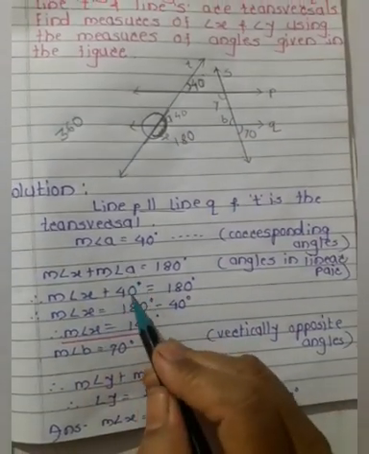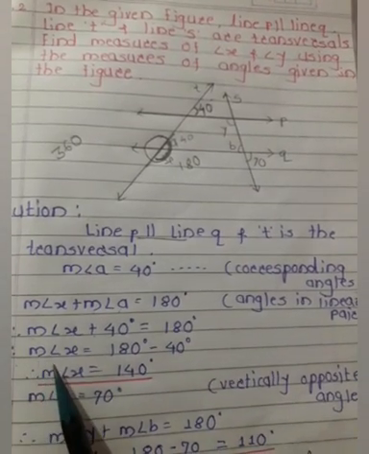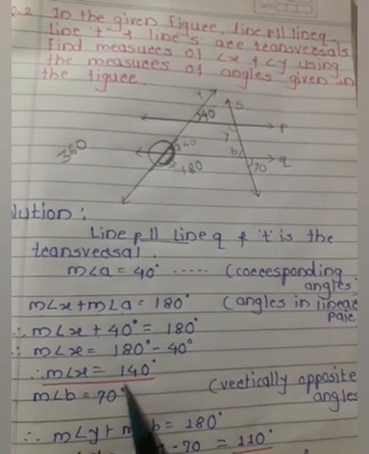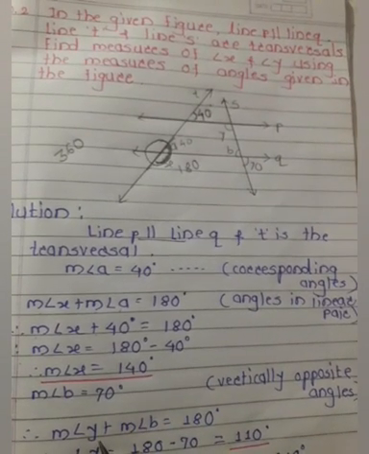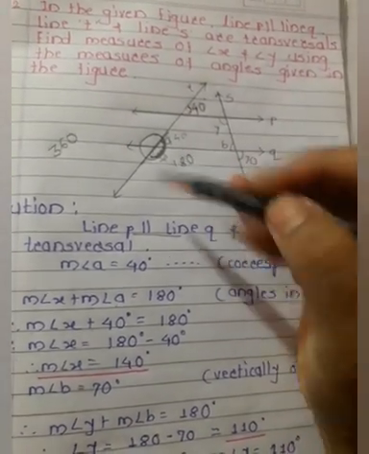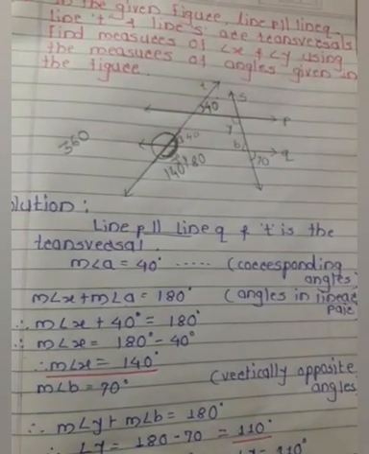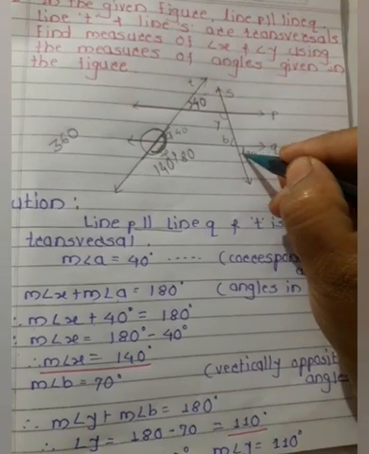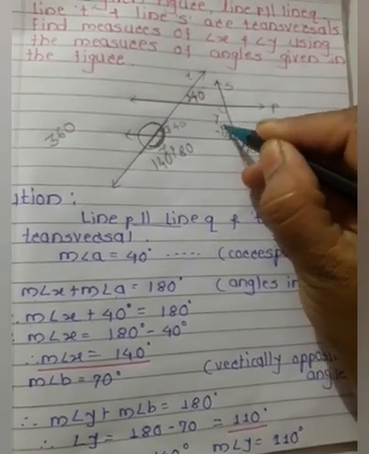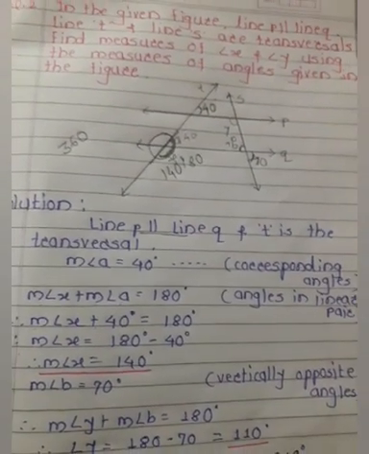Now we know A is 40 degrees, therefore the measure of angle x is equal to 180 degrees minus 40 degrees, which is equal to 140 degrees. That's why the measure of angle x is equal to 140 degrees. This is 140. Okay. Now this angle is 70 degrees. That's why this angle is also 70 degrees. Why? Because they are vertically opposite angles.